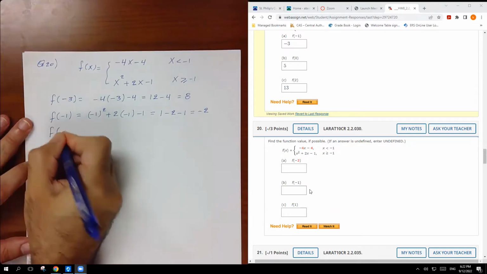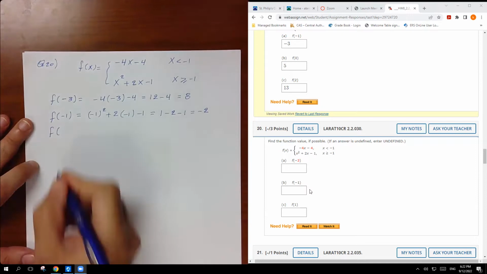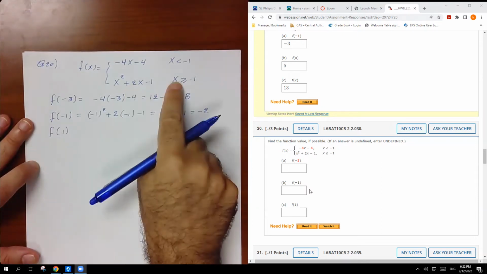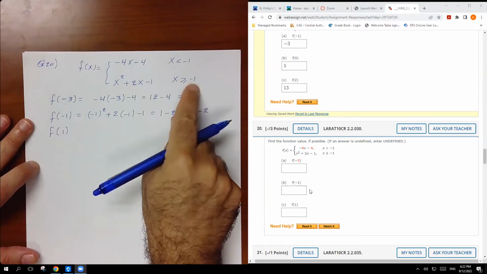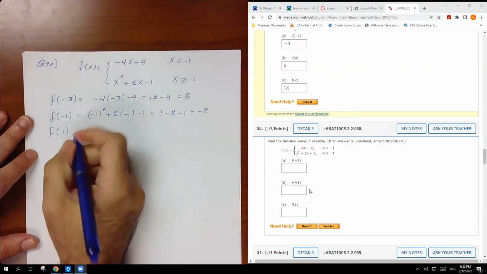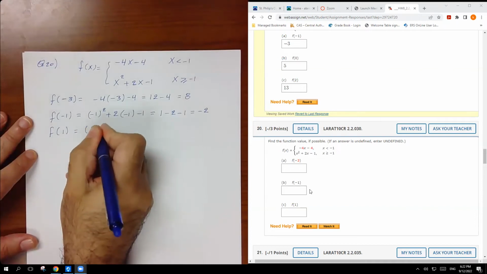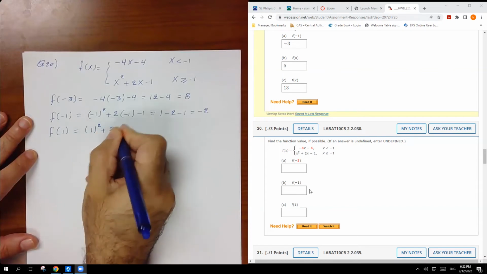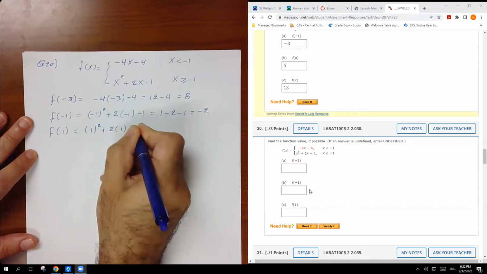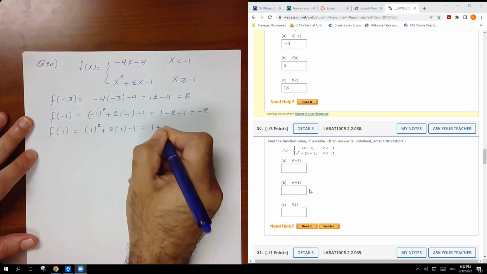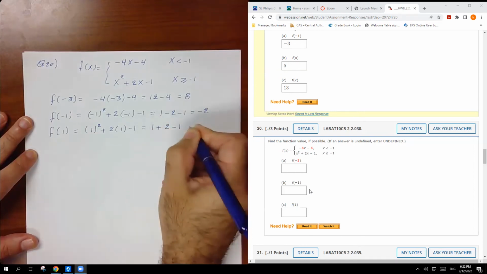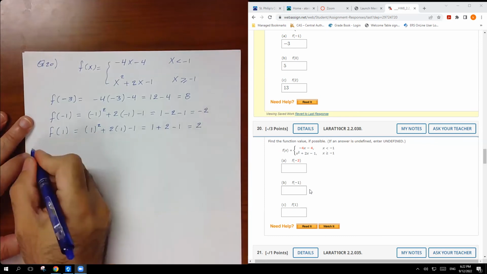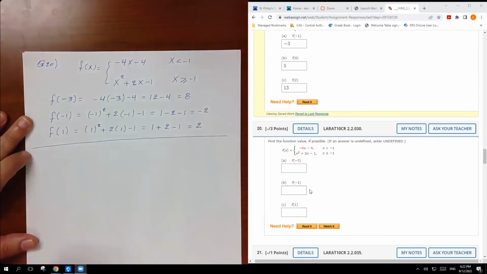The third one, find f of 1. 1 belongs to this piece also, because all the numbers are greater than negative 1, which is 0, 1, 2, and keep going. So this one is going to be 1 squared plus 2 times 1 minus 1. And the result is going to be 1 plus 2 minus 1, and the result is going to be 2. Check the difference between these two examples. That's it for this question.